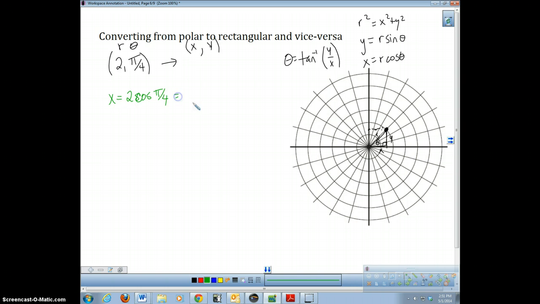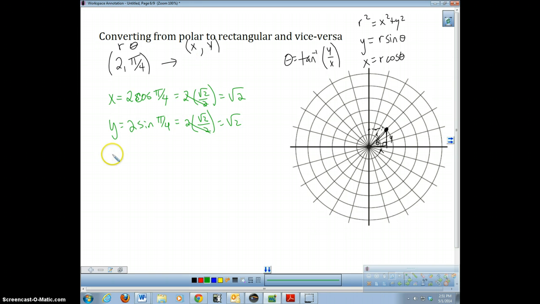This is really good for you to know your unit circle, because we're going to be using a lot of these angles and things in the unit circle. Cosine of pi over 4 is root 2 over 2. Okay, so x is going to be root 2 when I simplify. And y is going to be 2 times the sine of pi over 4, which is 2 times root 2 over 2, which is again root 2.